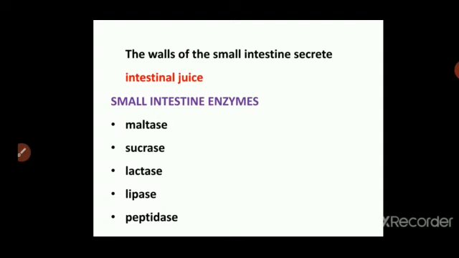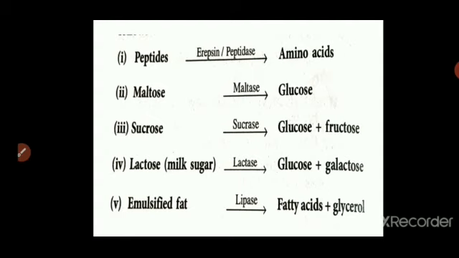As you can see, the small intestine has numerous folds and it receives all the digestive juice from the three structures. That is from the gallbladder, that is the bile juice, and then from the pancreas, so it has all these digestive enzymes. Now let us see one by one. What does peptidase do? The peptides are converted into amino acids.